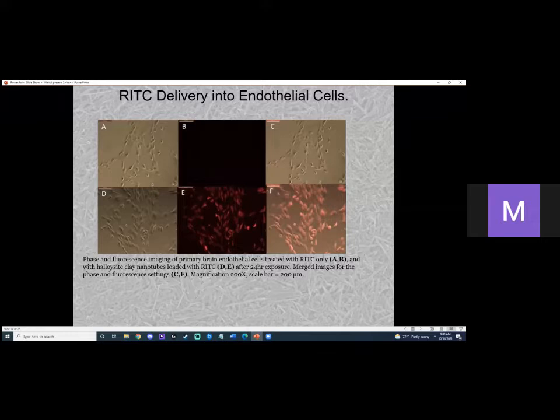Most of the color is being generated inside the cells, which leads to us believing that it was successful in reaching the cells. And I'd like to mention that the halocyte we used were not modified in any type of way. It was simply mixed with the drug and loaded into the sample. So there was no external modification of the tube.